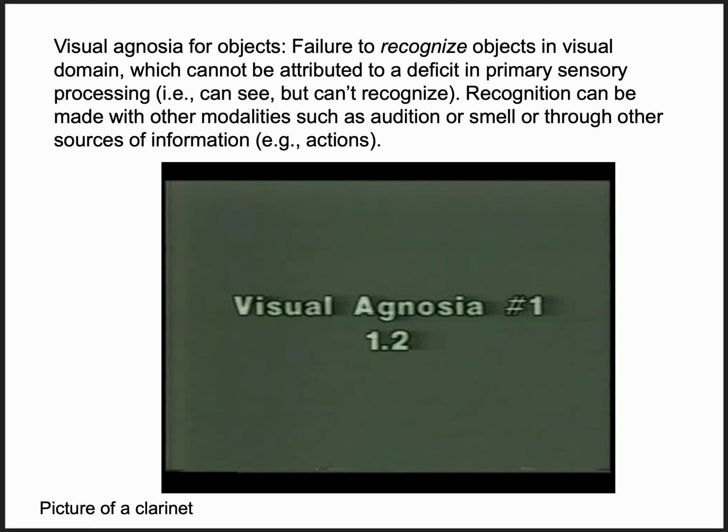Visual agnosia for objects: failure to recognize objects in visual domain which cannot be attributed to a deficit in primary sensory processing. That is, can see but can't recognize. Recognition can be made with other modalities such as audition or smell, or through other sources of information, e.g. actions. Picture of a clarinet.